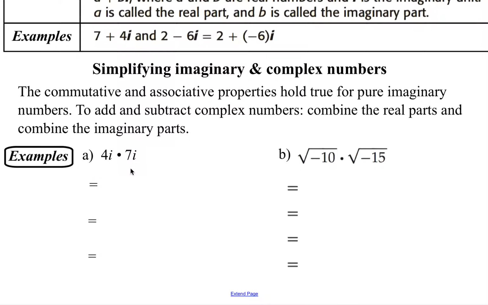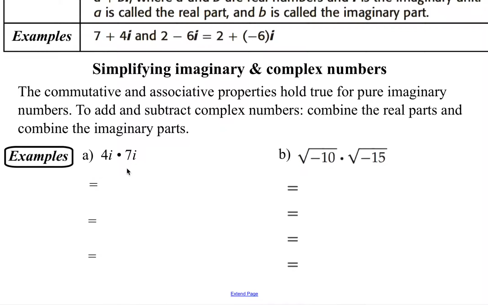When we're adding and subtracting complex numbers, since we cannot combine the real and imaginary parts, we just combine the real parts and then we combine the imaginary parts. And we'll do some examples of that in some future slides here. So here's a couple of examples.